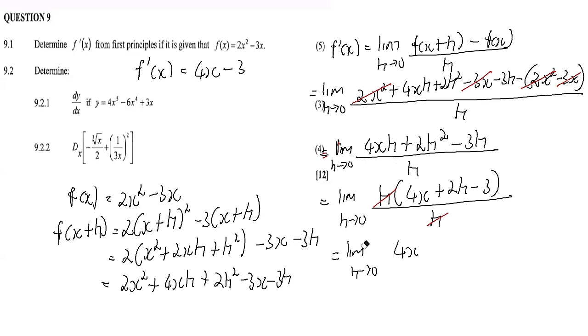Okay, so now at this point, we can just get rid of the limit as h approaches 0 and then just replace h by 0 there. So we have 4x plus 2, and then where there's h, we put 0, then minus 3. So therefore, our f prime x is supposed to be 4x minus 3.